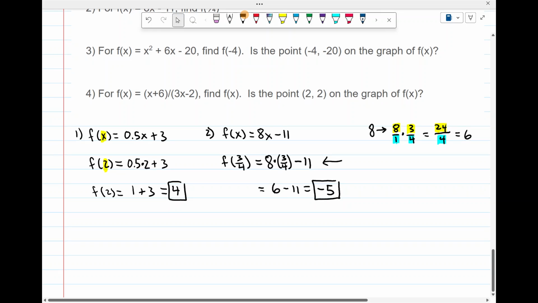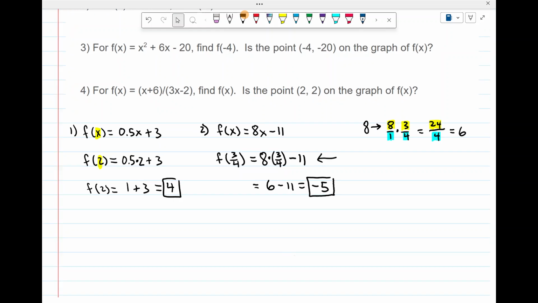All right, here we have some slightly different types of problems, but let's read them and try to figure out how to answer them. So for f of x equals x squared plus 6x minus 20, find f of -4. And then decide, is the point -4 comma -20 on the graph of f of x? Let's start by doing the first part only.